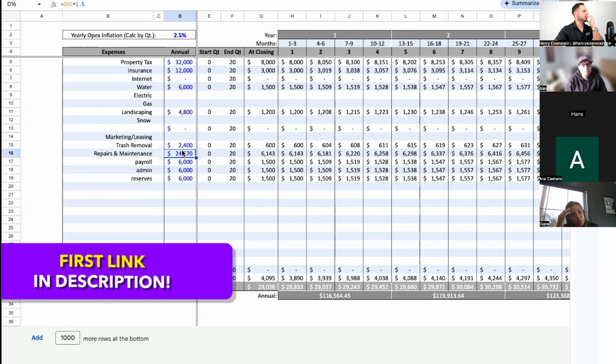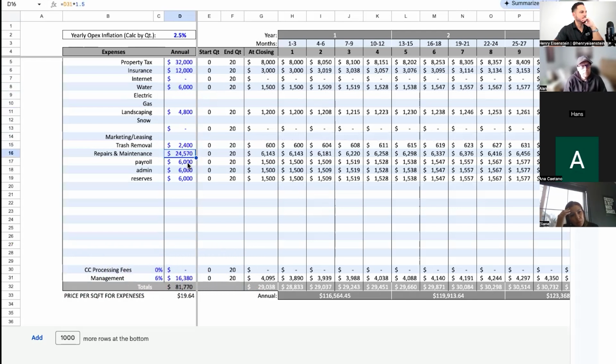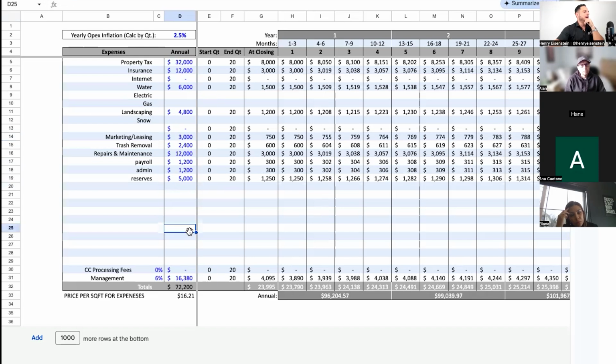Trash removal, I don't see that on there, which would probably have to be added. Repairs and maintenance, it can't be 5 grand, but say 12 grand a year. I know it's brand new, but everything breaks eventually. Payroll, all this type of stuff can still be added, but we'll do cheap stuff here. Admin, $1,200. And reserves, you might actually have to do a little bit more. Marketing and leasing, we're still going to have something, so I'll do like 3 grand a year. Our expenses are around 96.5 grand a year.